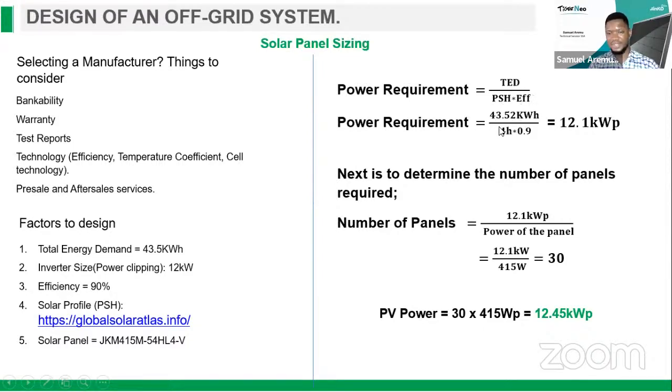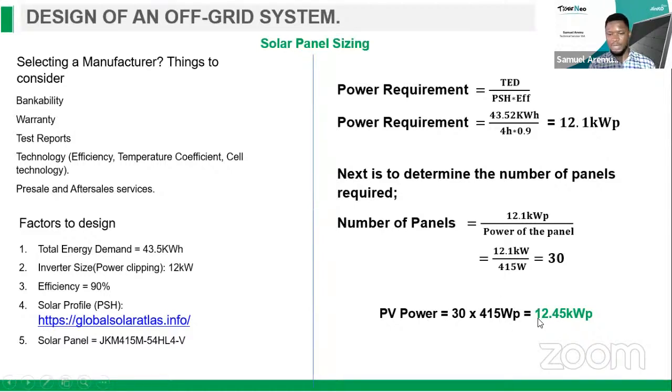So I have here that we have 4.35 divided by 4 hours times 0.9. So we have 12.1 kilowatt peak. So next, determine the number of panels you need. So remember I said I was using a 415 watt solar panel. What number of panels do I need to make up 12.1 kilowatt peak? So you need a total of 30 panels.